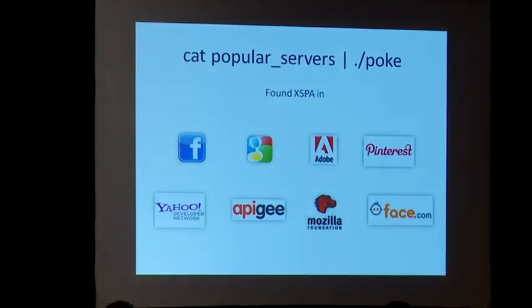I found XSPA in Facebook. This is just half of the whole setup that I found. A bunch of other places: Google, Adobe, Pinterest, Yahoo, the developer network, which is pretty nasty, the RPG consoles, and the Mozilla Foundation. For Mozilla, it was recently awarded the largest bug bounty that they have on their role.